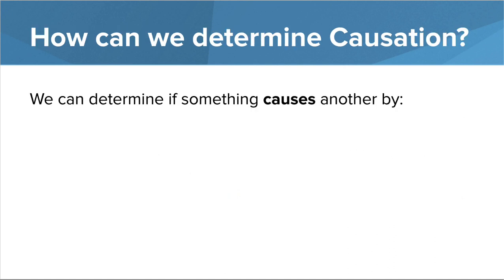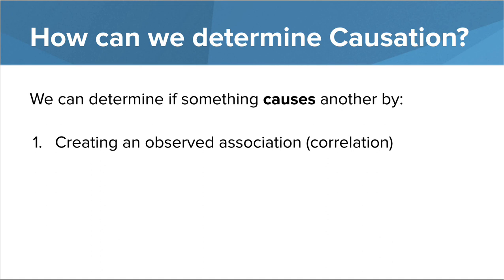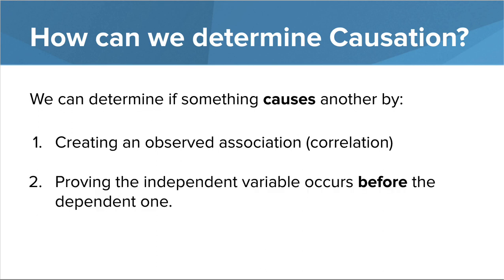So how can we tell if one variable is caused by another? Firstly, we need to determine if there's an observed association. In other words, is there a statistical correlation between the two variables? If we were to use the pirate example, this would pass this first check, as the correlation score was very high. We also need to prove that the independent variable occurs before the dependent one. This is a little bit more tricky to understand.